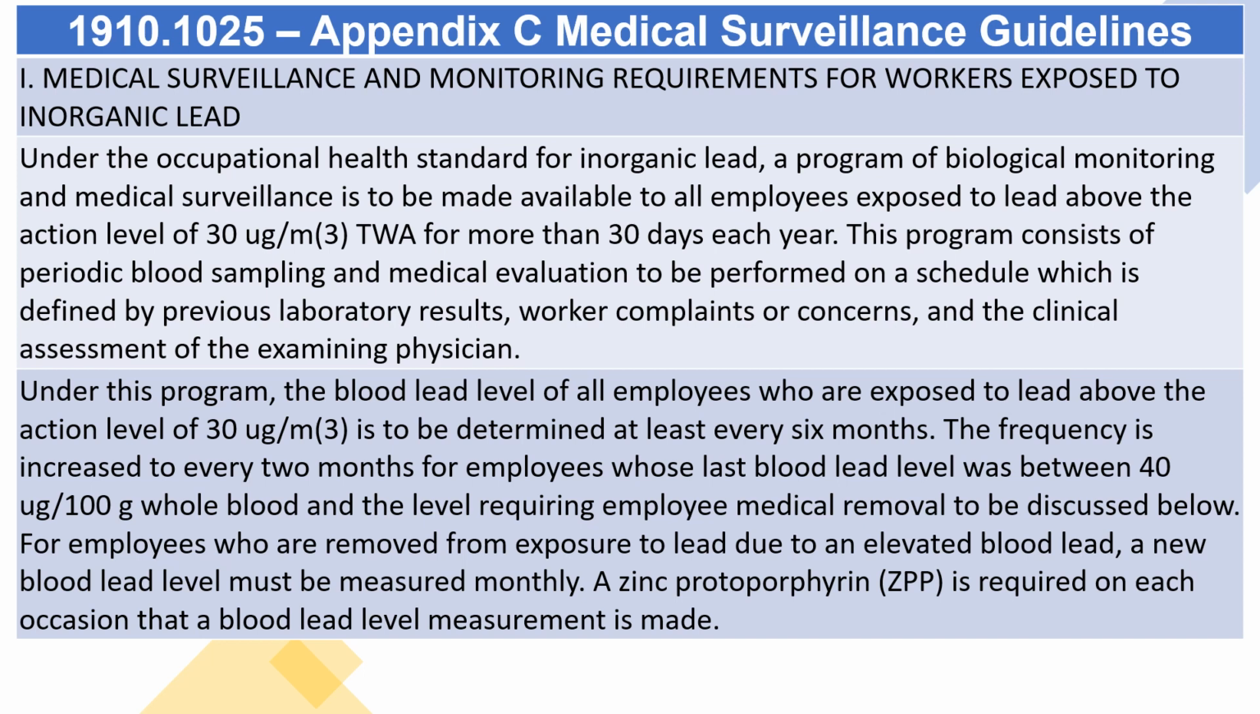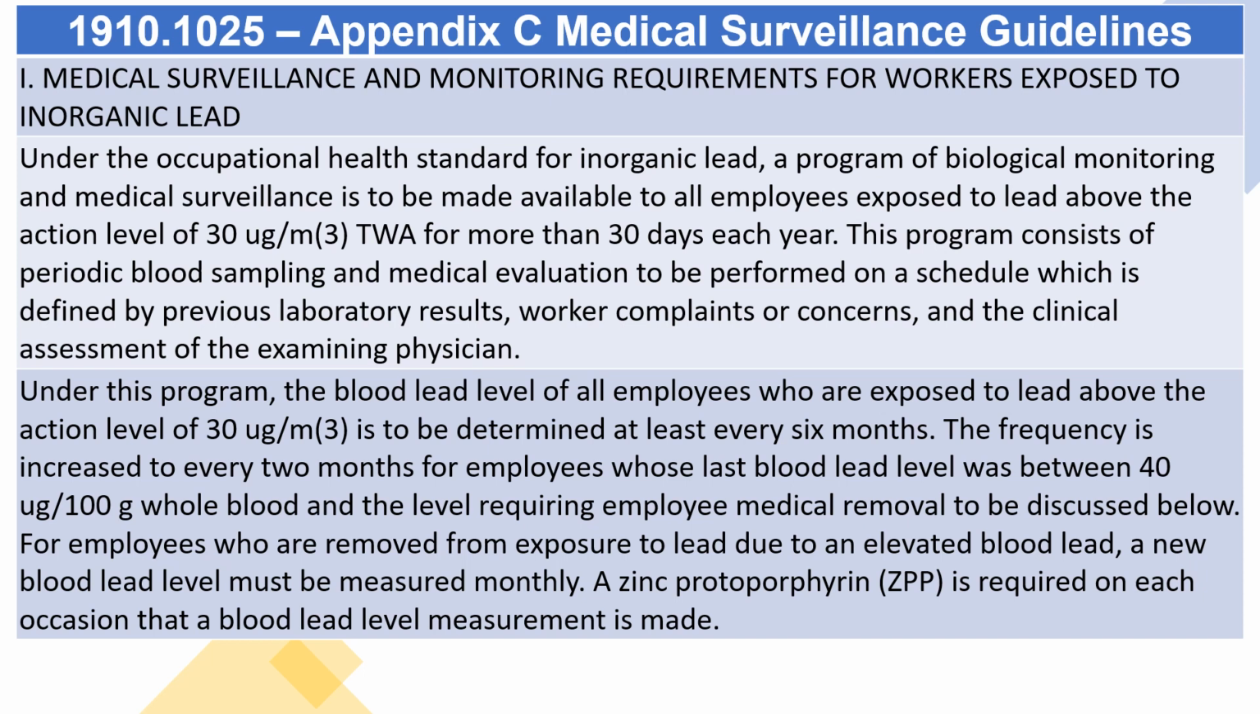Under this program, the blood lead level of all employees who are exposed to lead above the action level of 30 µg/m³ is to be determined at least every 6 months. The frequency is increased to every 2 months for employees whose last blood lead level was between 40 µg/100 g whole blood and the level requiring employee medical removal, to be discussed below. For employees who are removed from exposure to lead due to an elevated blood lead, a new blood lead level must be measured monthly. A zinc protoporphyrin (ZPP) is required on each occasion that a blood lead level measurement is made.